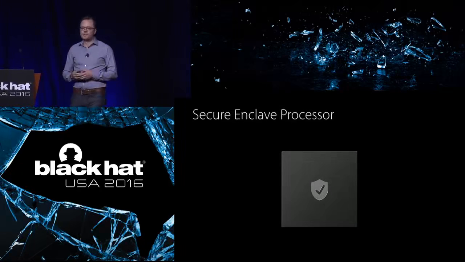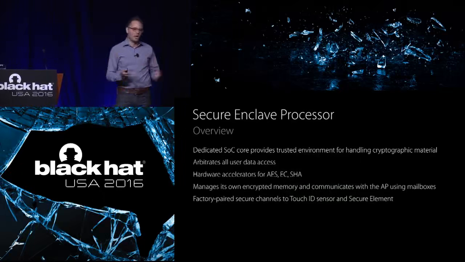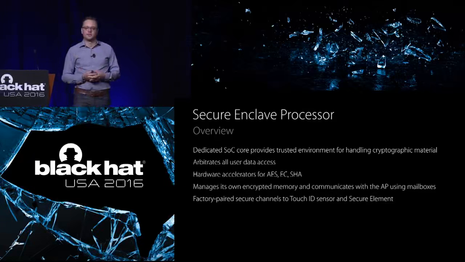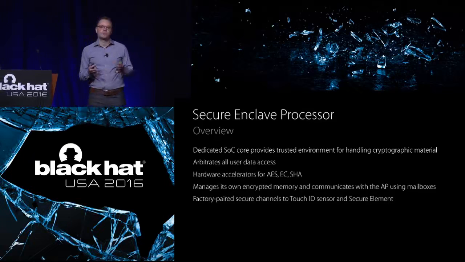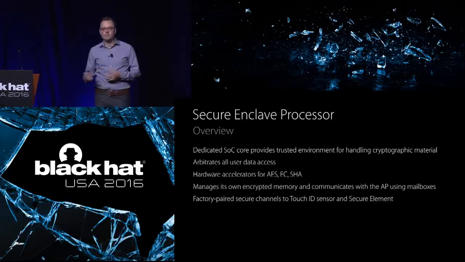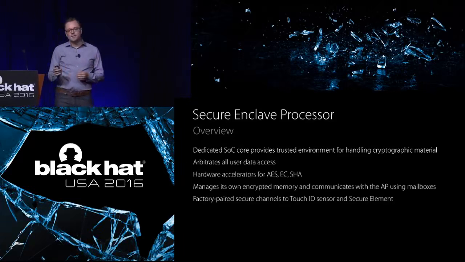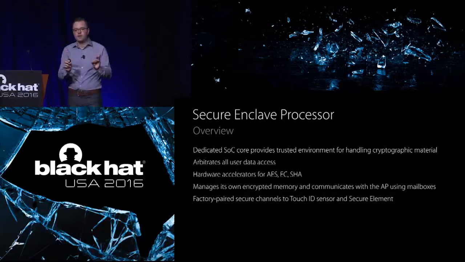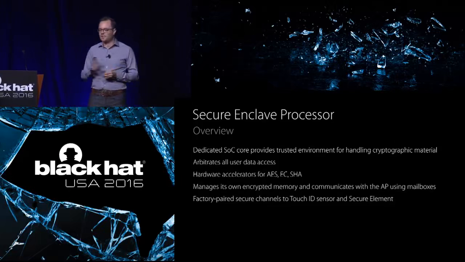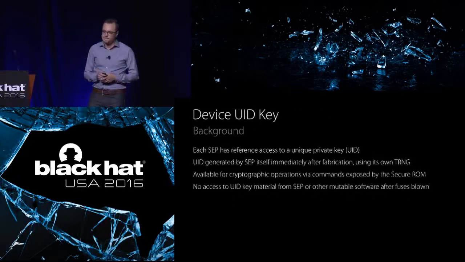So the way we set out to do this is we introduced the secure enclave processor, which is dedicated silicon running a small trusted computing base that serves as our cryptographic coprocessor. It has hardware accelerated crypto on it, and is the arbiter of all user data access on these devices. It has its own encrypted memory, has a very narrow interface with which it communicates to the normal AP. And in the factory, we actually do key pairing so that the SEP has secure channels to both the Touch ID sensor and the secure element, which is what's used for Apple Pay transactions.